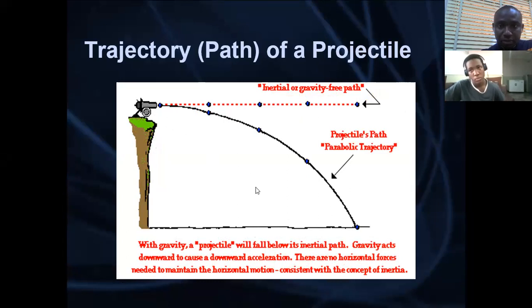Let me annotate this. With gravity, a projectile will fall below its initial path. It's coming to this point here. But gravity acts downward to cause a downward acceleration.